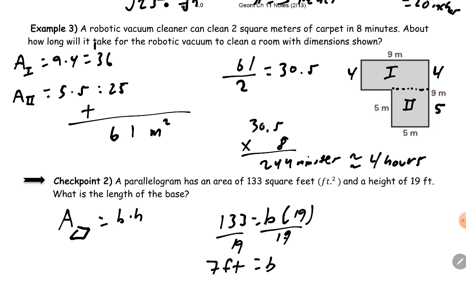So area is always in square units, and the dimensions are always in regular units.